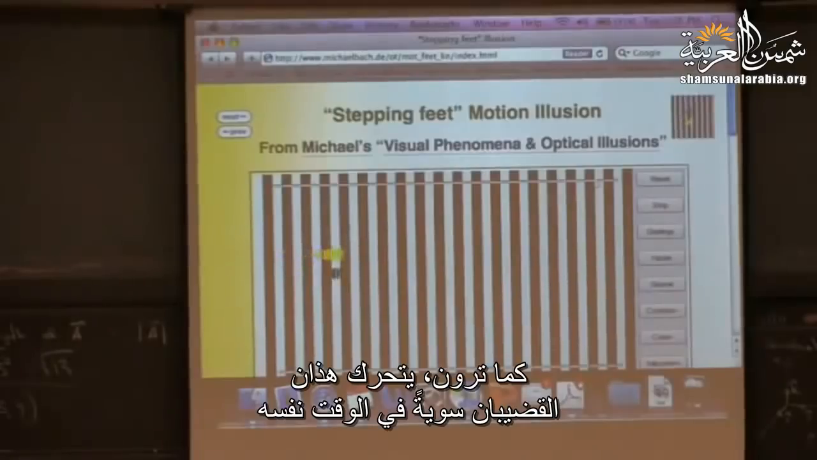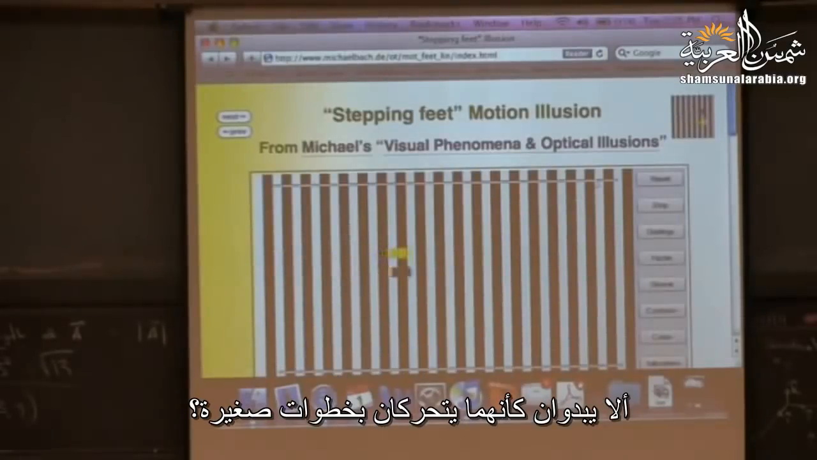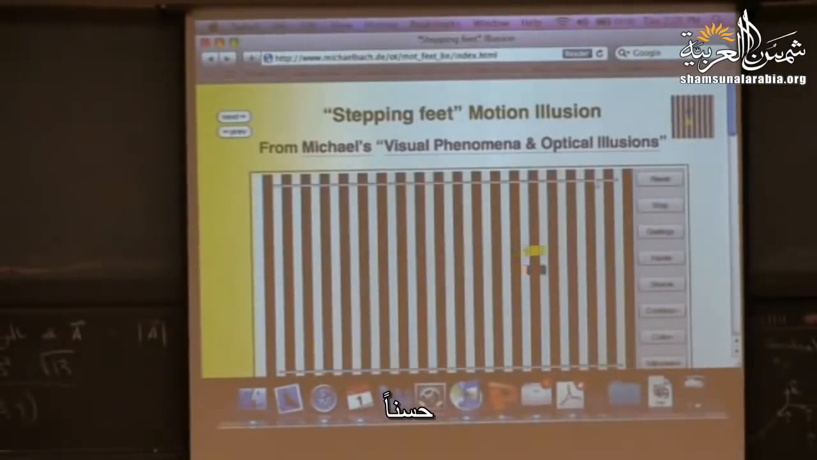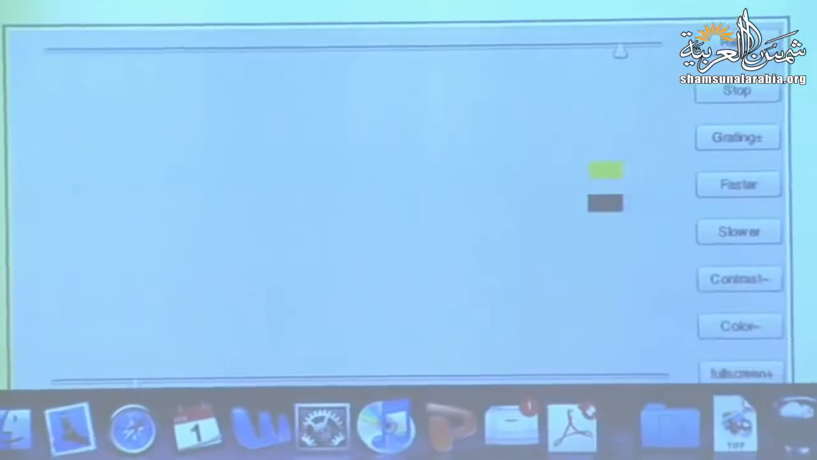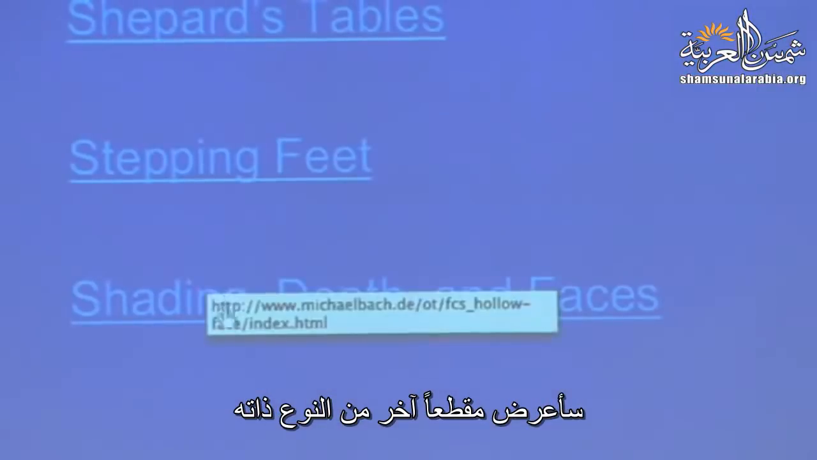Are you? You see that those two bars are moving together at the same time? Does it look like they're like little steps? But it'll show you. All right, fine. Okay. It's just like that, but now you add those bars. Does it look like little steps? One more of this kind. This is kind of fun.